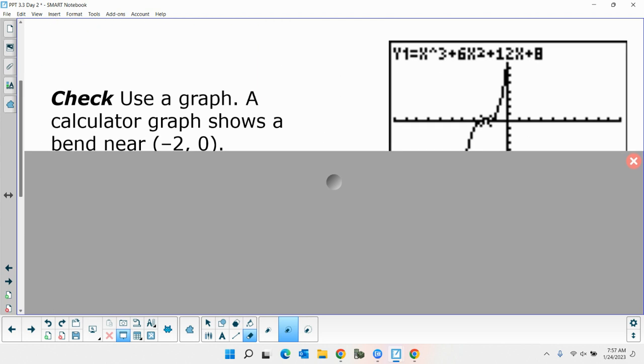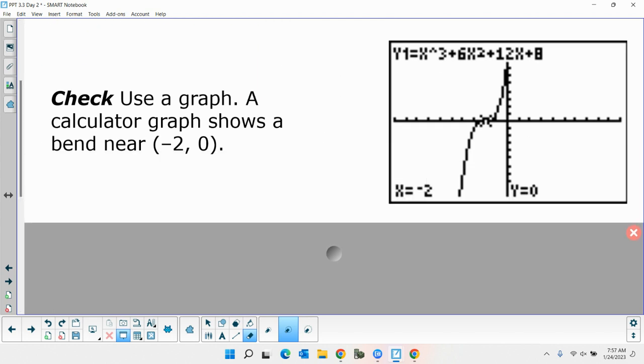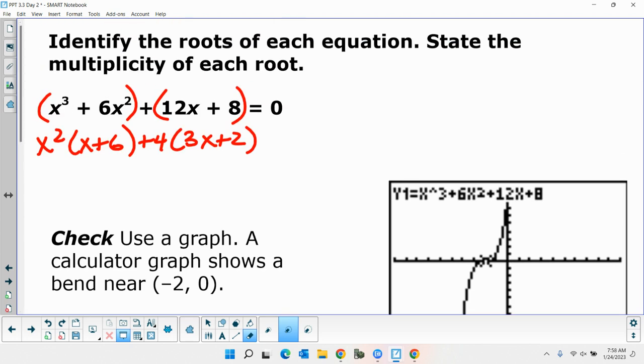All right? So here's what it looks like when you graph it. So what's happening here when it crosses? What's it doing? It's bending, right? What did we say about that yesterday? If it bends as it crosses, what's that tell us about that zero? It works how many times? At least 3. Thanks, Neil. It works at least 3 times, an odd number of times. And if we look at our degree, we're supposed to find 3 zeros, right?